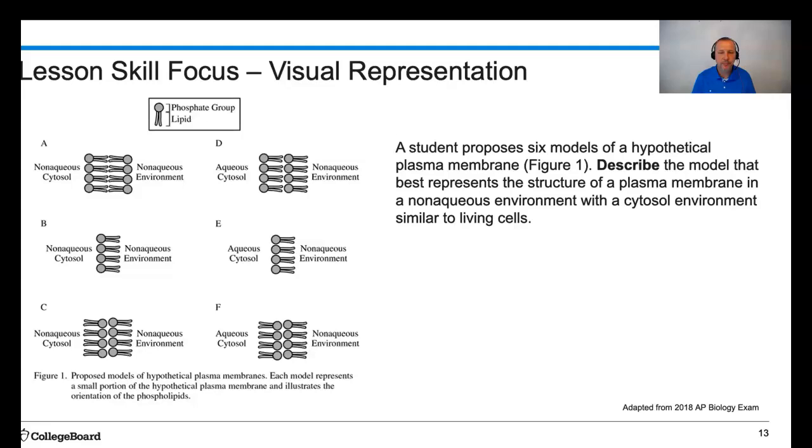Okay, here we have this question. Let's see what it says. It says a student proposes 6 models of a hypothetical plasma membrane. Describe the model that best represents the structure of a plasma membrane in a non-aqueous environment with a cytosol environment similar to living cells. So the cytosol is similar to what we have, but the environment surrounding the cell is going to be non-aqueous. So which one of those models would make sense and why?